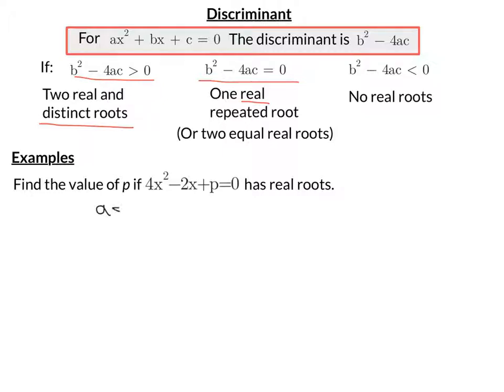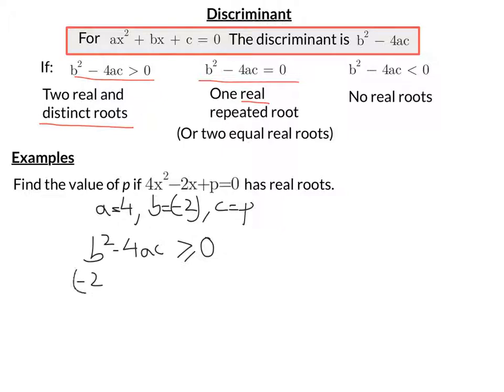So a is 4, b is negative 2, put that in a bracket, and c is p. So we've said, as we've got real roots, that b squared minus 4ac can be greater than or equal to 0. Sub in the values we know. So we've got negative 2 squared minus 4 times 4, that's a, times p is greater than or equal to 0. Let's do some tidying up. Negative 2 squared is 4. Take away 16p is greater than or equal to 0.